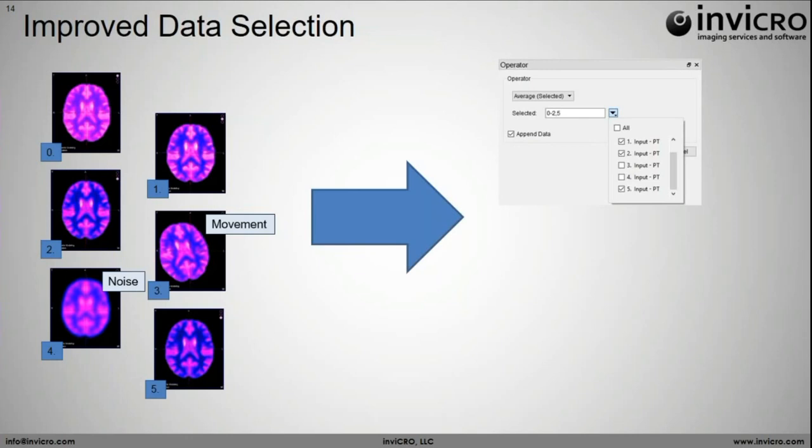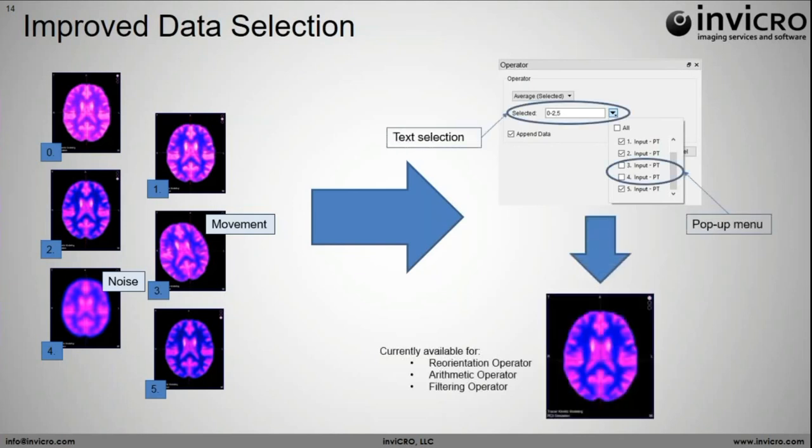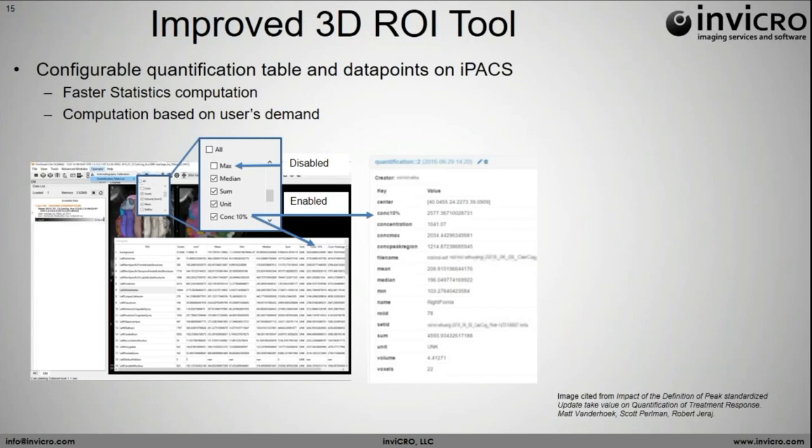You can have this printer-style format of filling out which pages or frames you want to select for averaging, and you can select them with checkboxes similarly. There are a lot of nice features in here for power users, like shift select and control select for quick selections, or drag and drop from the data list so that you can do things really, really quickly. And these are now available in the reorientation operator, arithmetics, and the filtering operators as well.